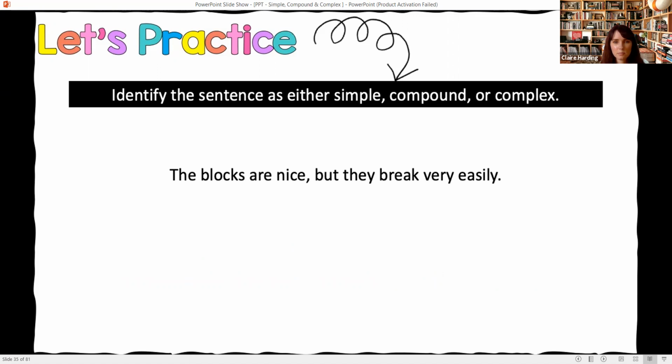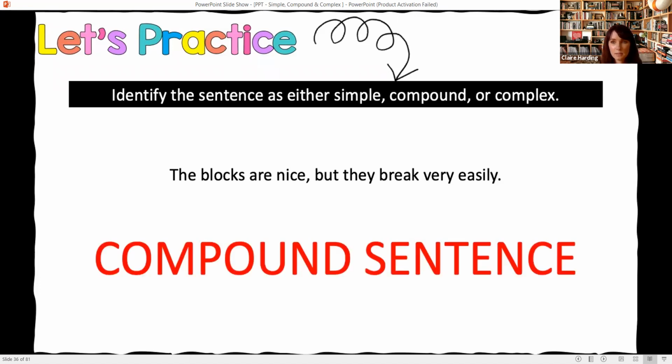The blocks are nice, but they break very easily. What kind of sentence is that? Simple, compound, or complex? Give you a couple seconds to write that down or just say it out loud. And if you said compound sentence, that is the correct answer. The blocks are nice, but they break very easily. We have two independent clauses, which are the blocks are nice and they break very easily. We combine those with a conjunction, which is but and the comma.